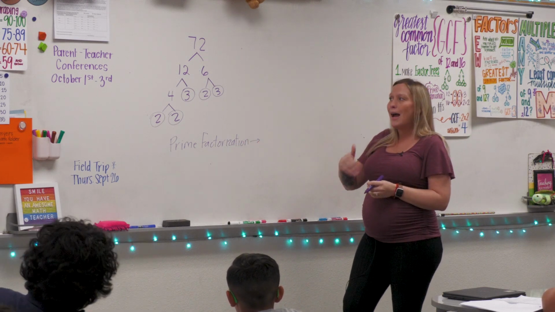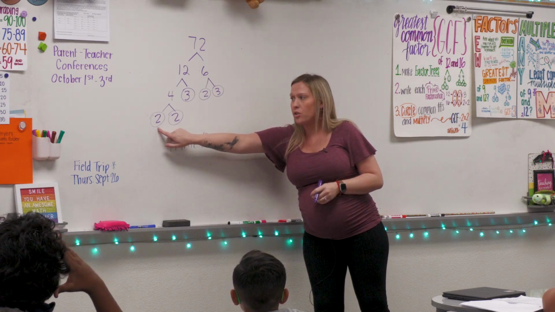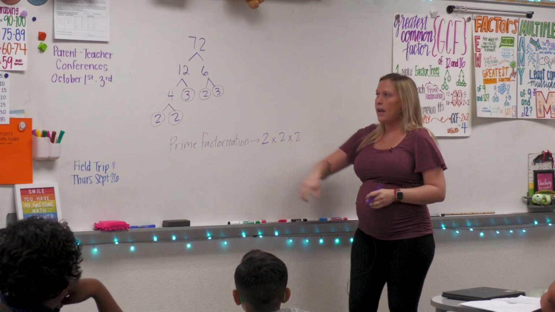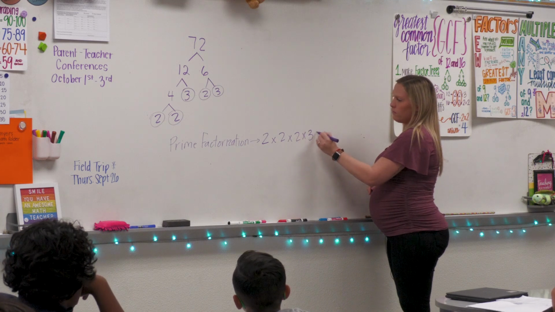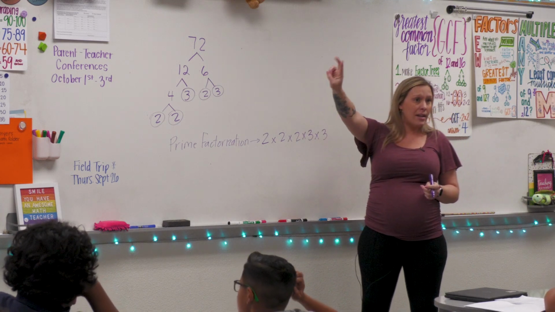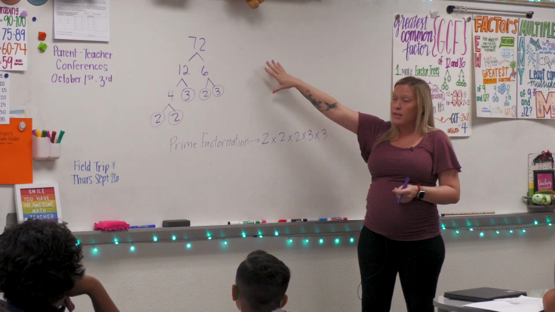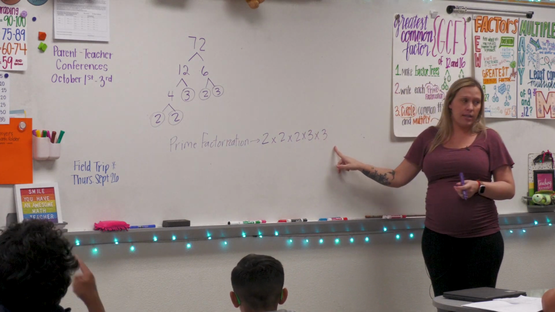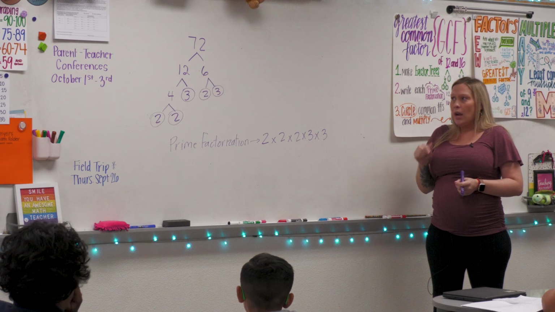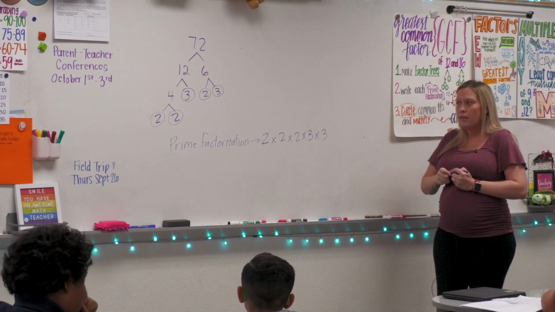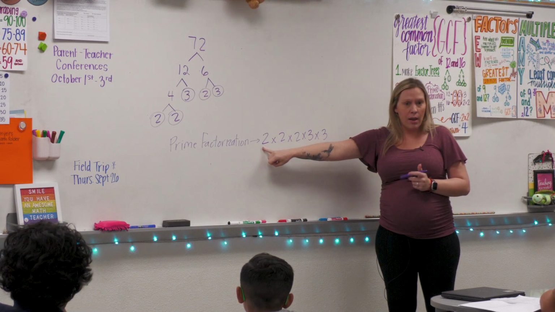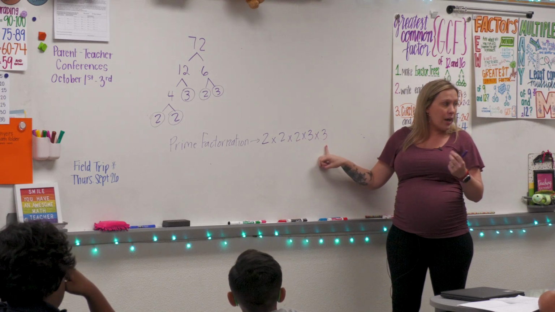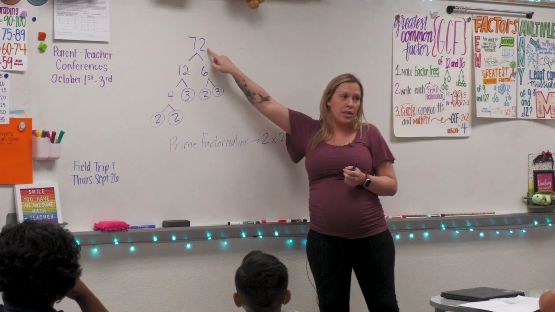Again, I don't know why, but I like to write them in order from smallest to biggest. So I've got a 2, a 2, a 2. So I've got 3 of them. And I've got a 3 and a 3. That's the same thing I had when I did it 9 times 8. So again, this is me showing you that no matter how you break it down, you're always going to end up with the same prime factorization. And if I were to check my work, I can do 2 times 2 times 2 times 3 times 3 and work it out, and I'm going to get back to 72.